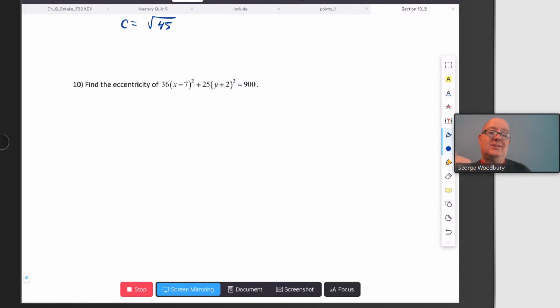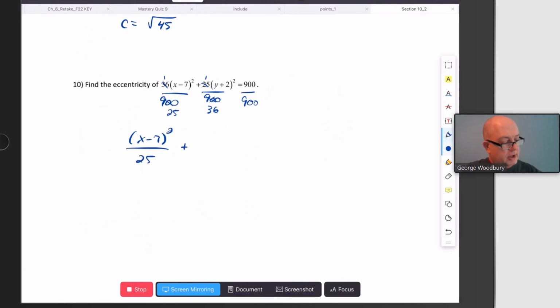For number 10, it's not in the right form yet, so I need to divide both sides by 900 so that the right side is equal to 1. That will tell me what a squared and b squared are. Then I can find c, and then I can find the eccentricity. 36 divides into 900 25 times, and 25 divides into 900 36 times. So we've got x minus 7 squared over 25 plus y plus 2 squared over 36 equals 1.